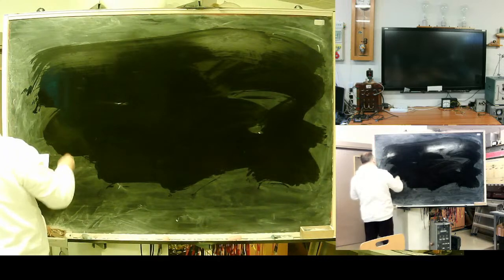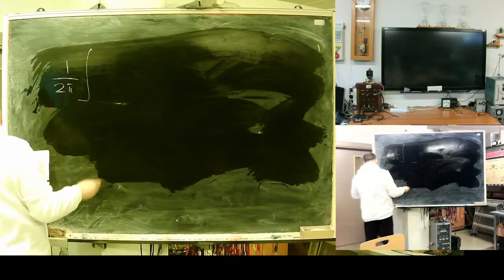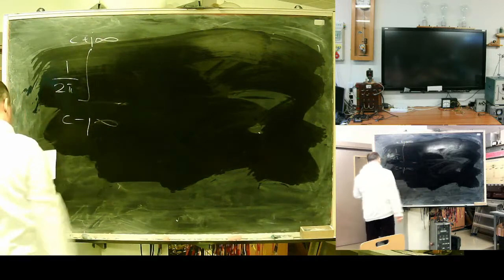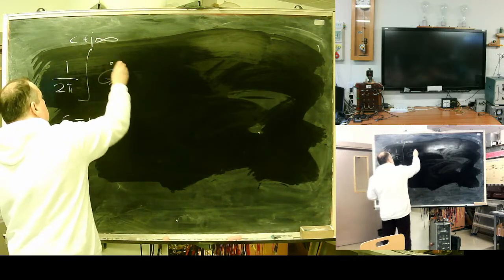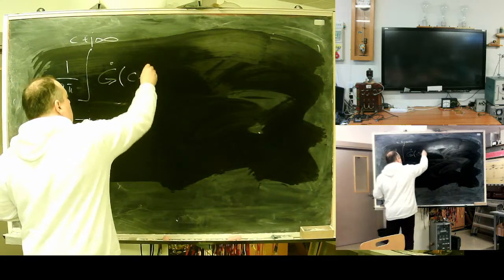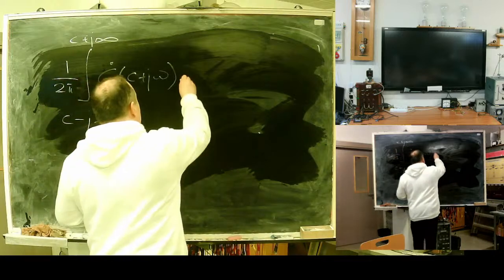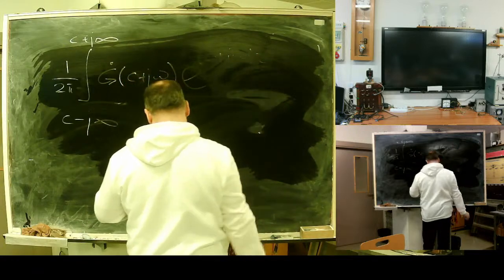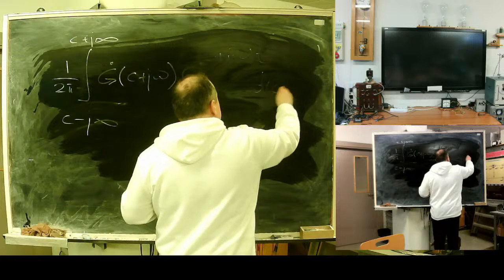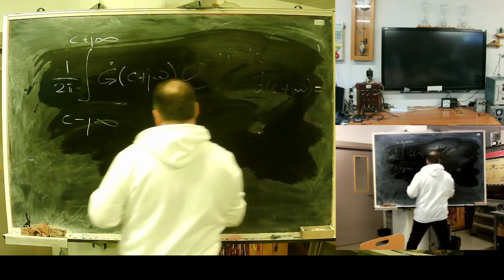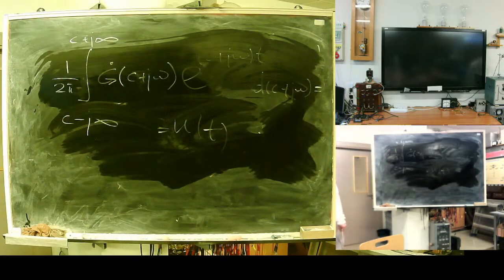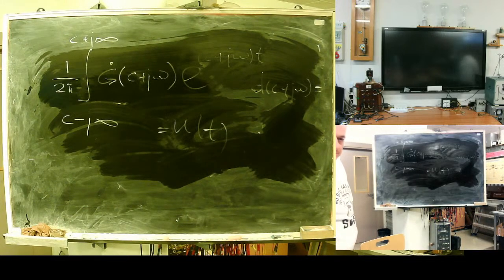a very needed thing: 1 divided by 2π, integral from c minus j infinity to c plus j infinity, spectral function from complex frequency, e to the power jωt, d(c plus jω), equals the original voltage. Looks like an inverse transform. I hope you can see it. It's an inverse transform.